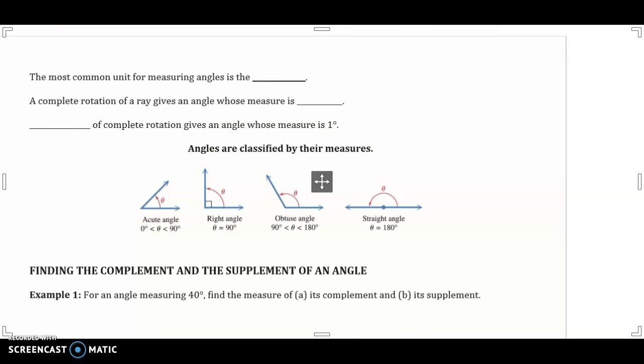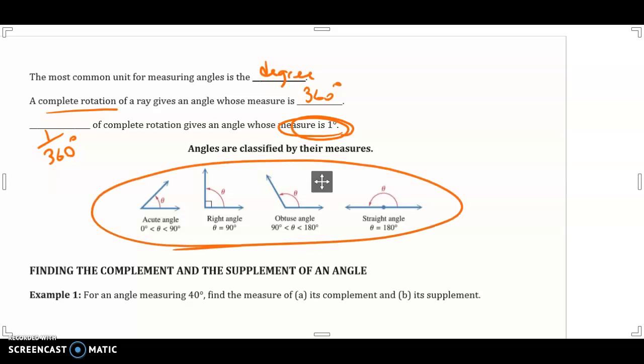The most common unit for measuring angles is the degree. A complete rotation all the way around is 360 degrees. If you want to look at it a different way, 1 degree is 1 over 360 of a rotation. The next part is total review, so I'm not going to get into that. Anytime you need more help, just reach out to me and I can definitely help you.